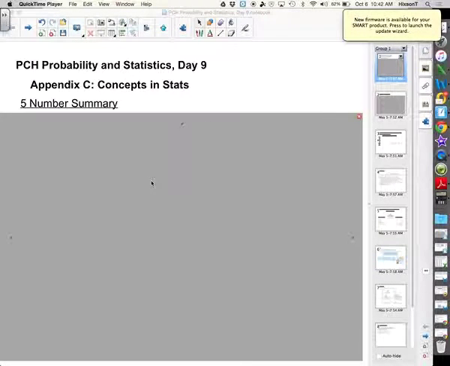We started just briefly talking about our 5-number summary, and today we're going to finish looking at this and talk a lot about how to construct and interpret box plots. Okay? Now, you may have dealt a little bit with box and whisker plots in the past.